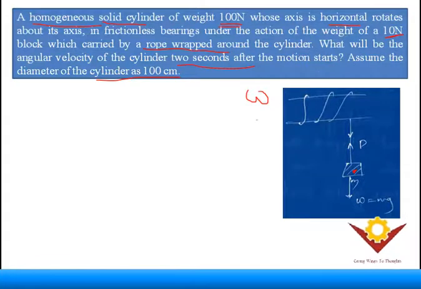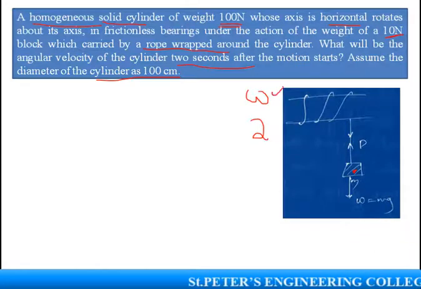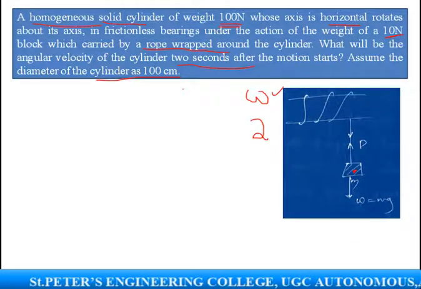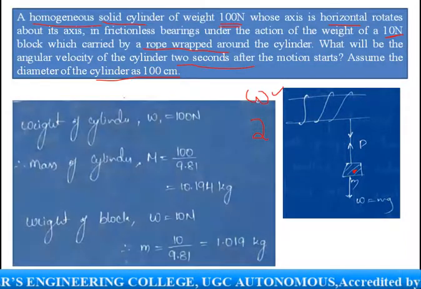After 2 seconds, what's your angular velocity? That means you can simply say what is your final velocity. Assume the diameter of the cylinder as 100 centimeters. Now we'll see how to solve this problem.